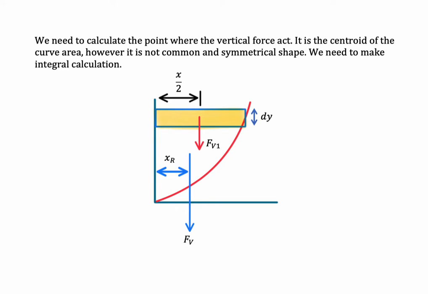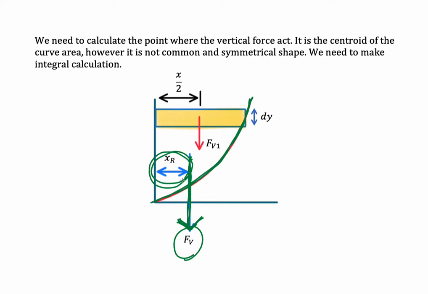So and then we need to calculate the point where the vertical force acts. It is the centroid of the curve area. However, it is not a common and symmetrical shape, so we need to make an integral calculation. So we assume that we have a line here. So and then with the idea of moment, let's say we have total vertical force of Fv here, and it acts at a distance of xr.